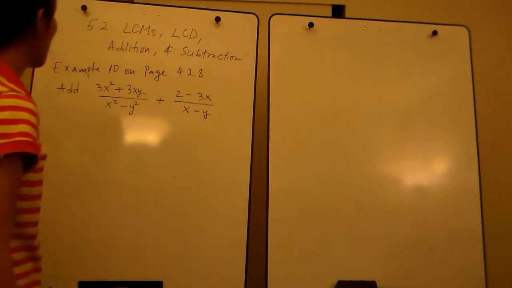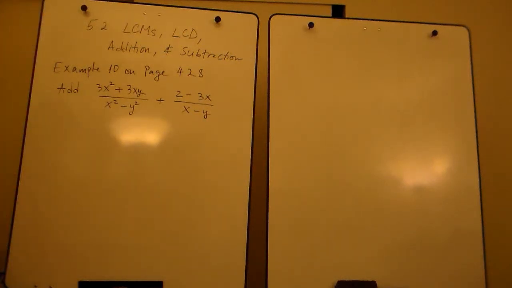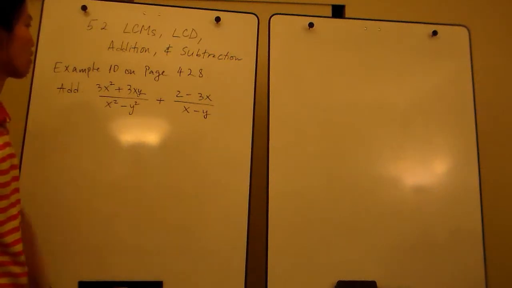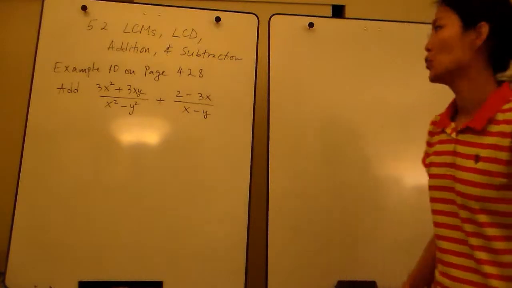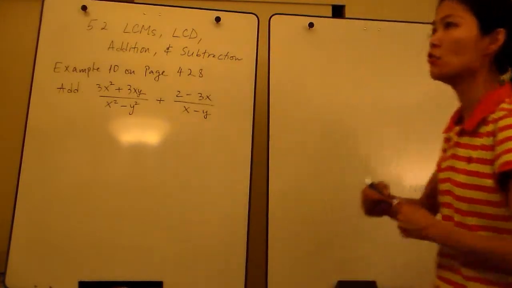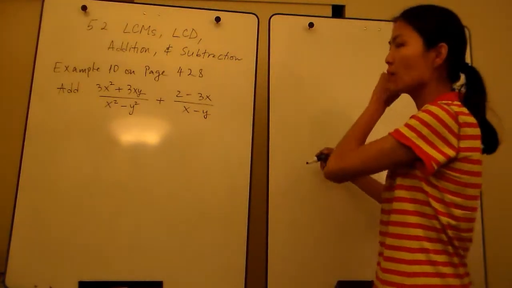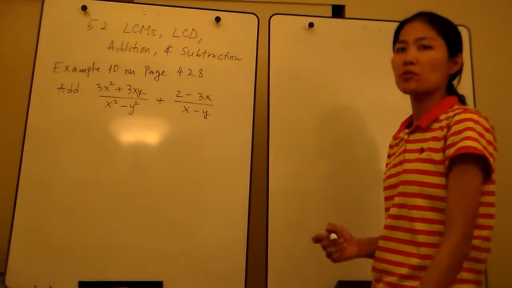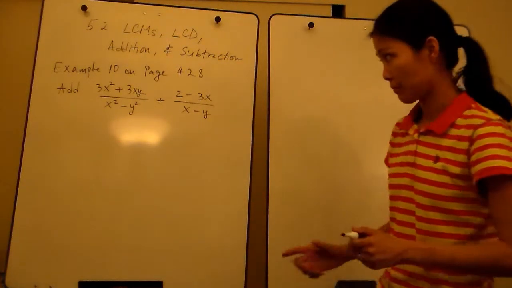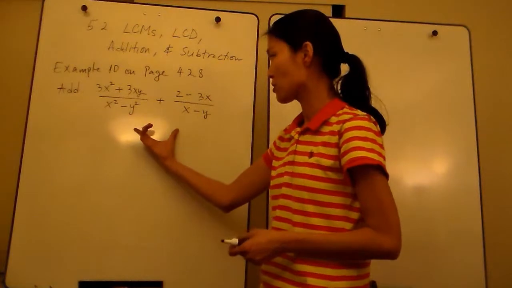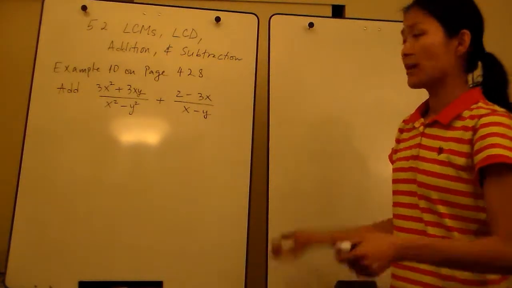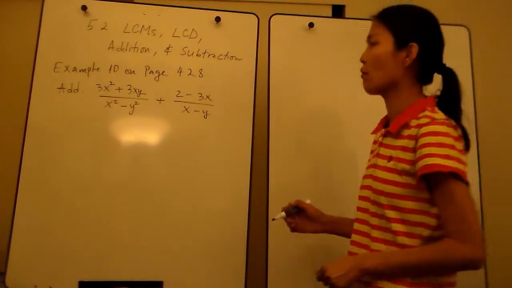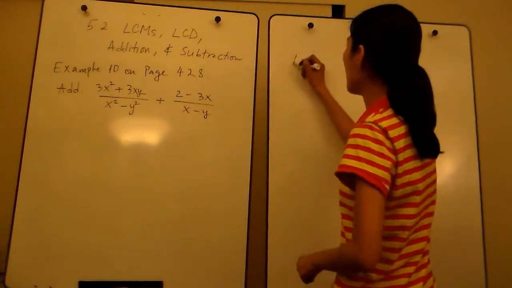Example 10 on page 428, add this first fraction with this second fraction. To add or subtract two fractions, the most important thing you need to check is if the two fractions have the same denominator. If they have the same denominator, you can combine them right away. This is the rule.